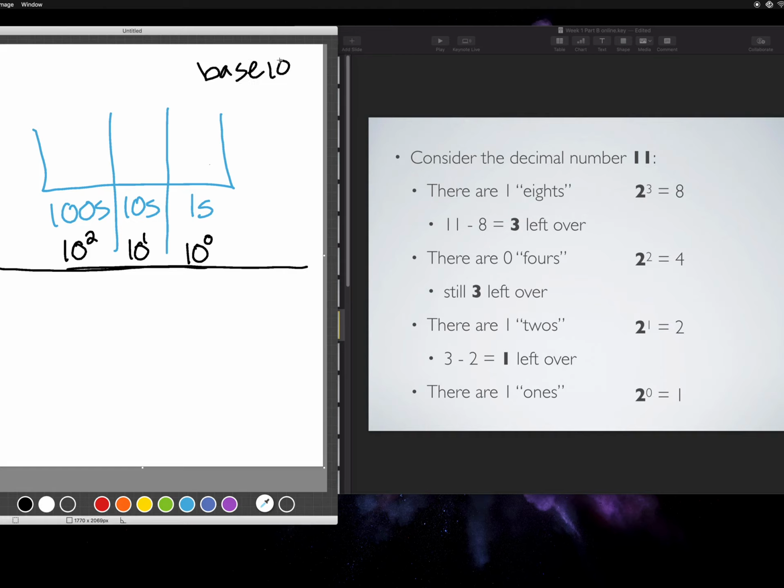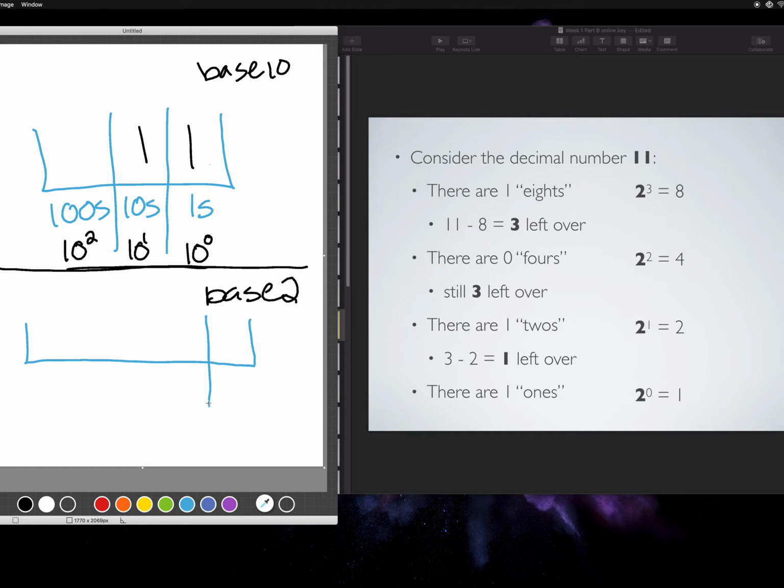Down here we'll look at base 2. Alright, so we're looking at the decimal number 11. This is the number that has 1 ten and 1 one. To convert from base 10 to base 2, we're going to do this same little place diagram again, except this time the places are all going to be base 2 instead of base 10.